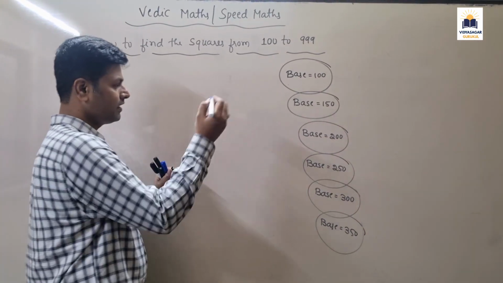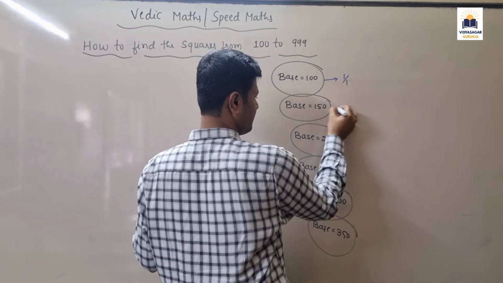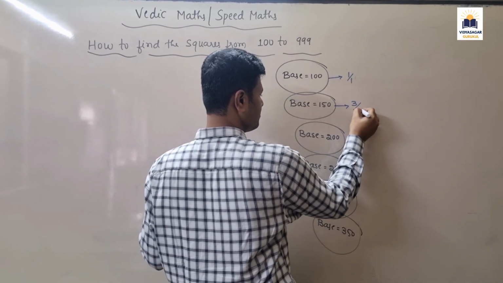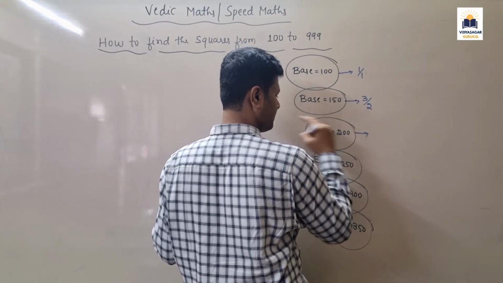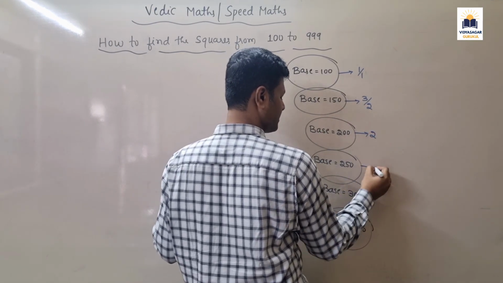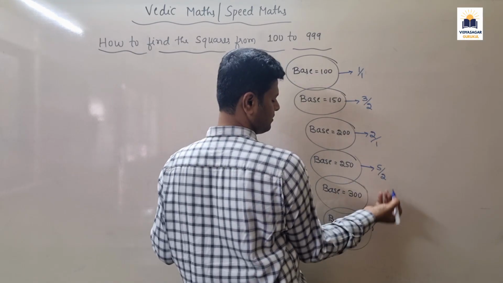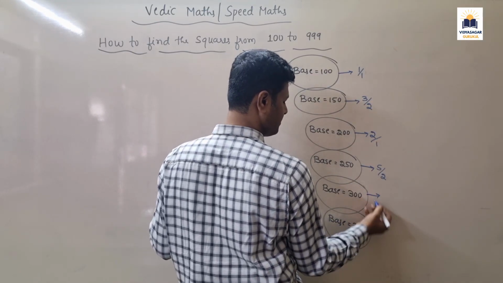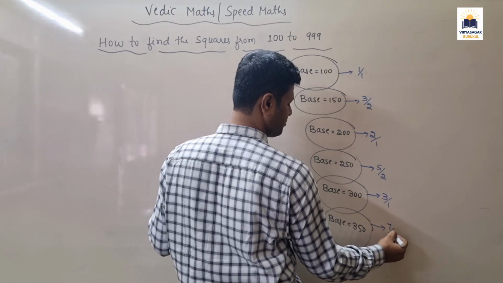Okay, so a base we can write like this also. It can be written as 1 by 1, or 3 by 2, and this can be written as 2, and this can be written as 5 by 2, or you can write it as 2 by 1. The choice is yours. And here 3 by 1, so it is 7 by 2.